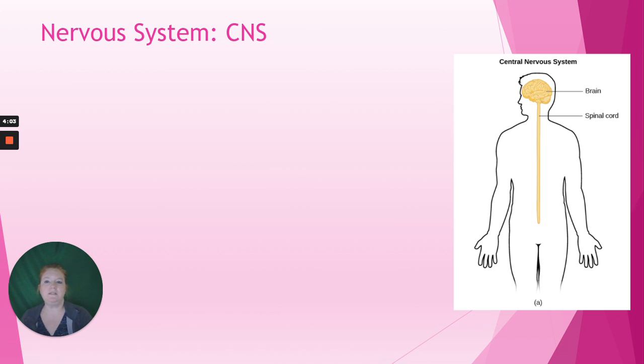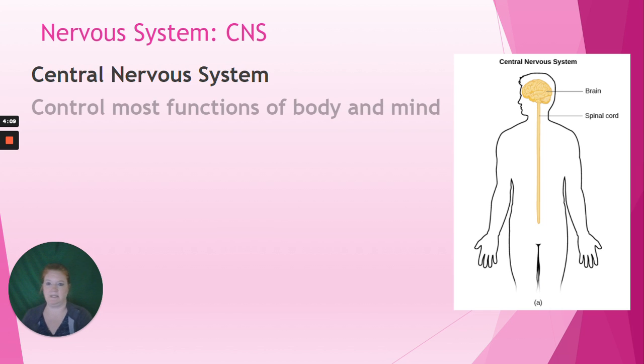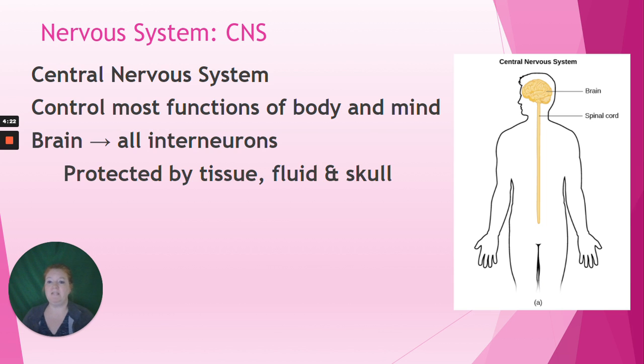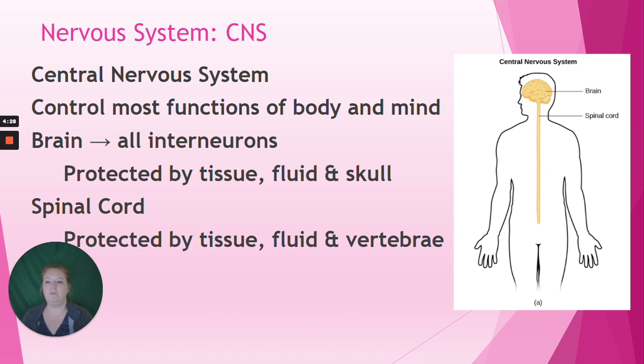The nervous system can be divided into two main parts, the CNS, or central nervous system, which includes your brain and your spinal cord. It controls most functions of our body and mind. So it contains the brain, all interneurons, those in between. It's protected by tissue, fluid, and your skull. And then we have the spinal cord, which is also protected by tissue and fluid, but this time by our vertebrae.